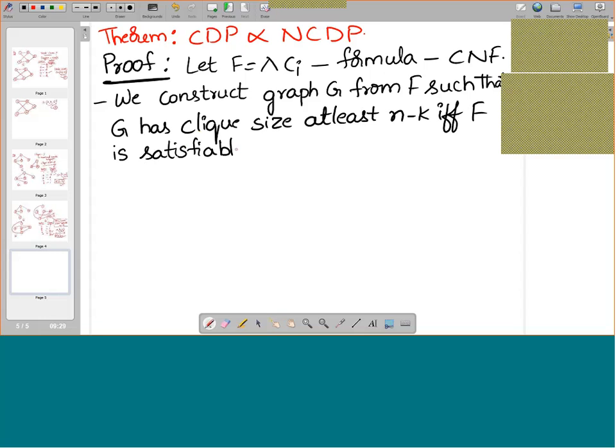So this statement we have already discussed in the clique decision problem. We will be taking the formula and constructing the graph of that formula, and that graph will have clique size at least k. This one is k, not n minus k. If and only if F is satisfiable. F is satisfiable means that whatever formula we have taken should evaluate to true after assigning truth values to some variables in the formula.